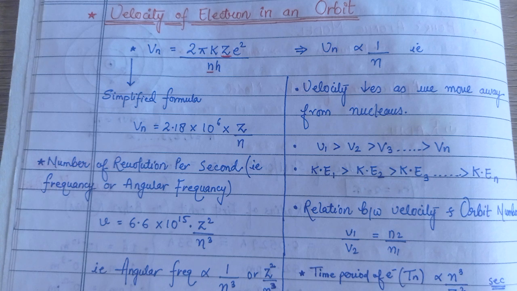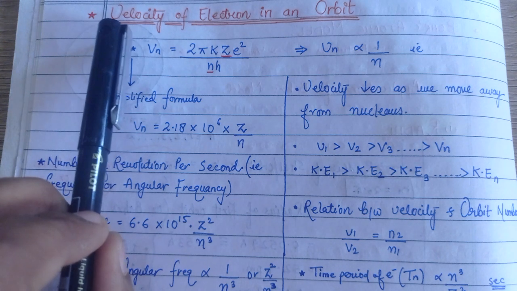Today we are going to discuss the velocity of electron in an orbit. In the previous video I discussed the applications of Bohr's atomic model. That video became a little lengthy because in the beginning I started discussions about the postulates of Bohr's atomic model as well as its limitations, to make it easy for you. Now I will try to make this video as short as possible, so listen carefully.